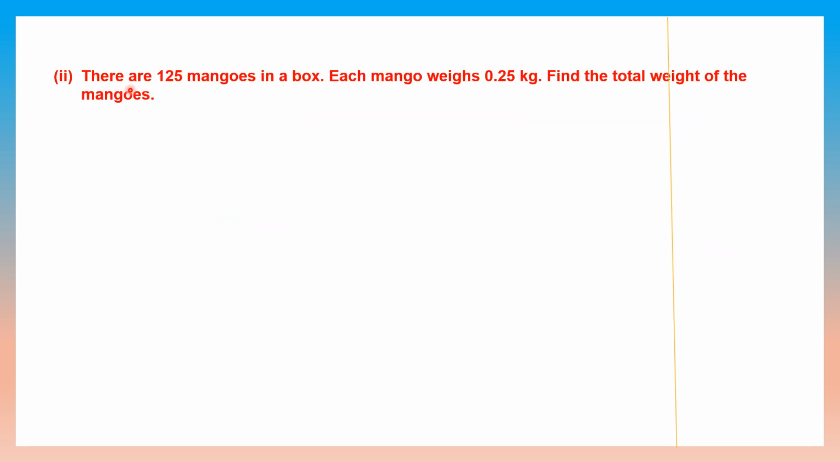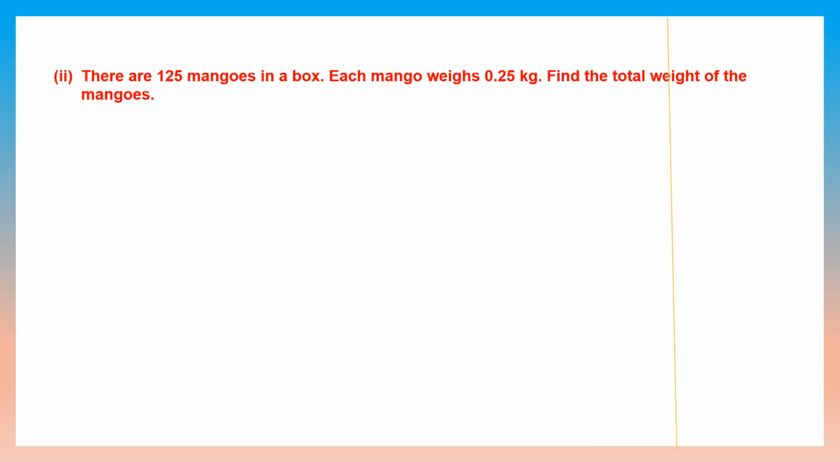Question 2. There are 125 mangoes in a box. Each mango weighs 0.25 kg. Find the total weight of the mangoes. So the number of mangoes is so much, and we know the weight of one mango. If all the mangoes weigh the same, so to find the weight of 125 mangoes, we should multiply.